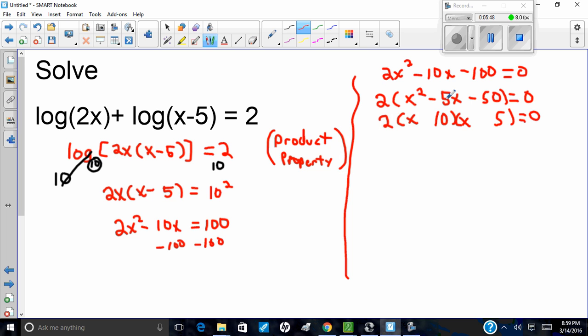And because it's negative, that means my 10 must be negative and my 5 must be positive. So some quick factoring. I came up with 2 times x minus 10 times x plus 5, so that implies my solutions are 10 and negative 5. So this one, there are 2 possible solutions.